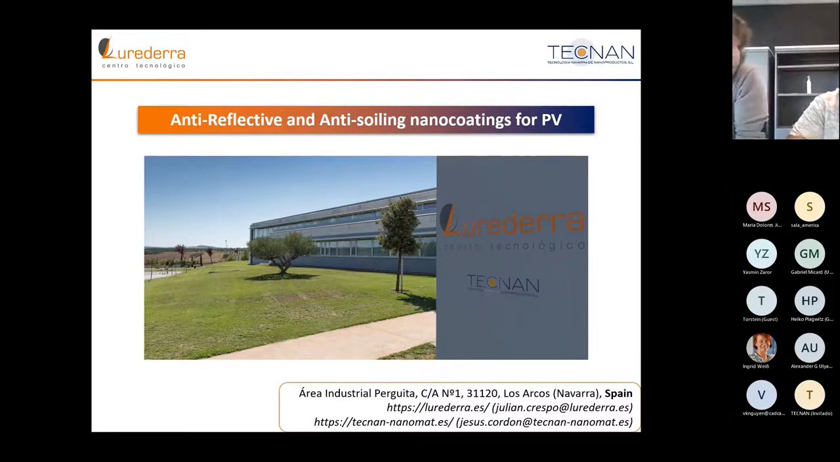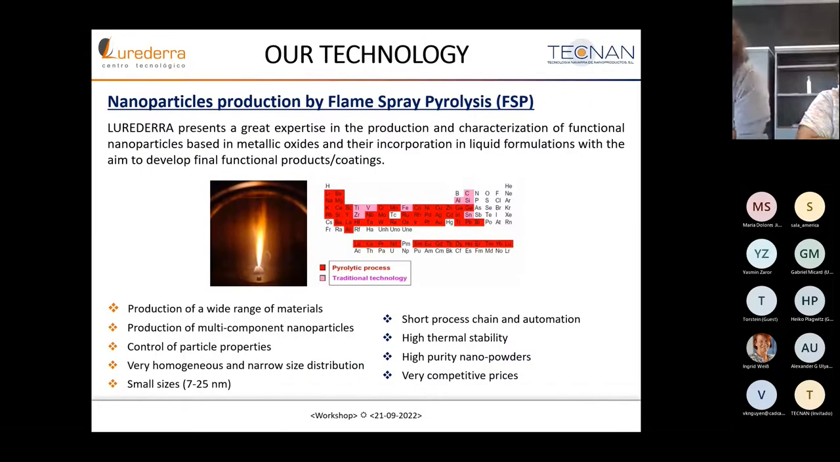Both of us are located in a small region of Navarre, in the village of Los Arcos. And today we are going to show you a little bit of our expertise already mentioned before, and a small summary of the preliminary results that we have obtained within the Super PV project.